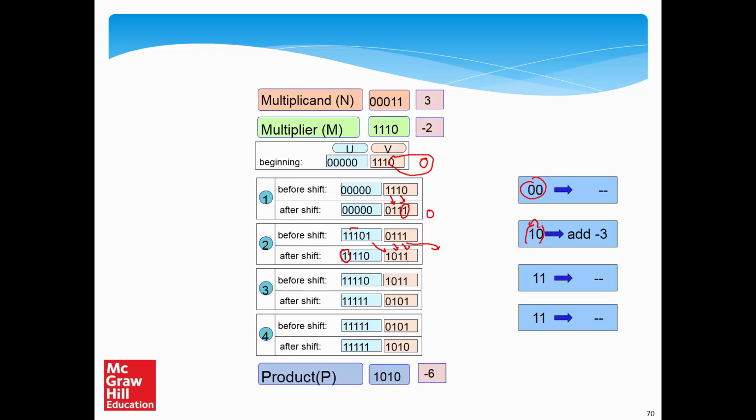Now let us take a look at the current bit and previous bit pair. In this case it is 1 1. Since it is 1 1, nothing needs to be done. So this is exactly where we are saving work. We just need to do a shift. So let's do a shift.